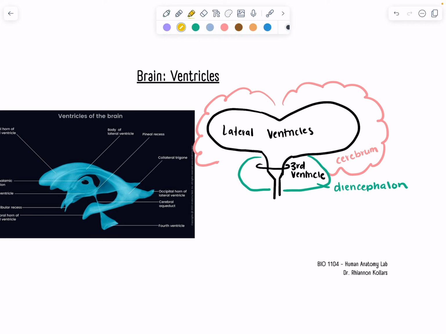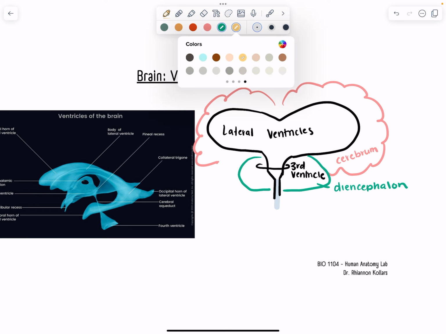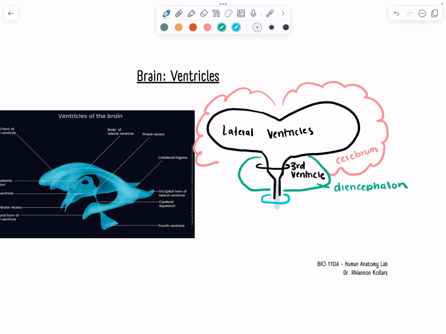From there, we go down right here as I'm coming down through. Let me make this blue. So as I'm coming down right here, this is going to be my cerebral aqueduct. And the cerebral aqueduct can be found at the level of the midbrain. The midbrain is the first part of my brainstem.